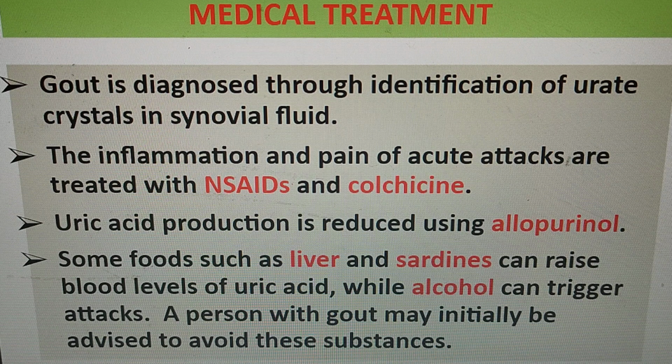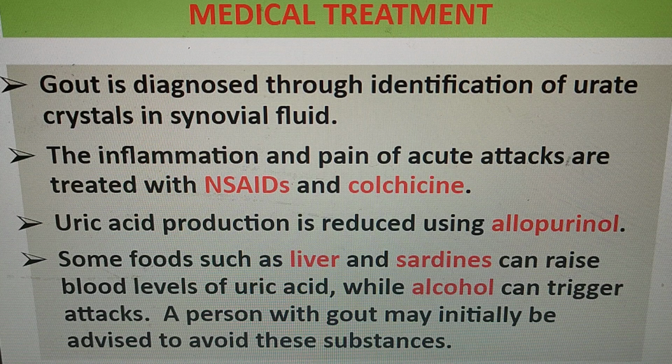and colchicine. These medications, the NSAIDs, okay, non-steroidal medications. All right, so uric acid production is reduced using allopurinol. So that's one medication as well.